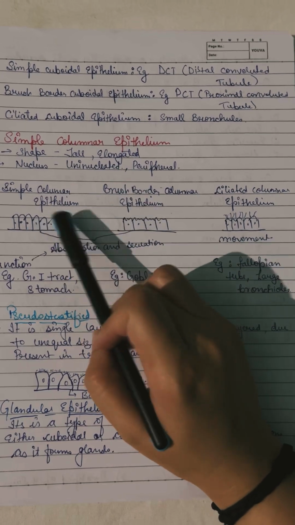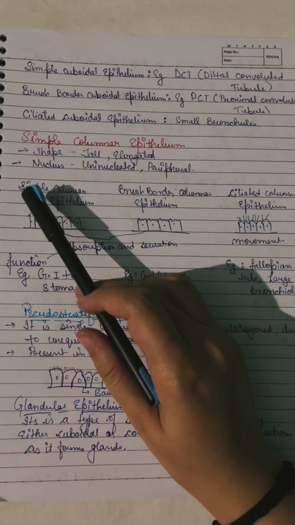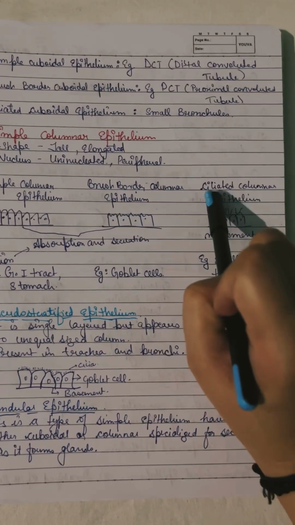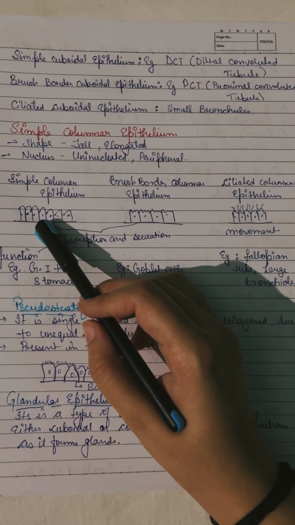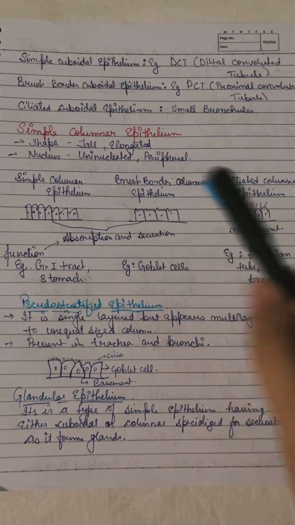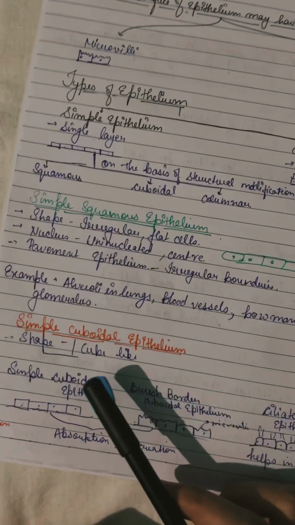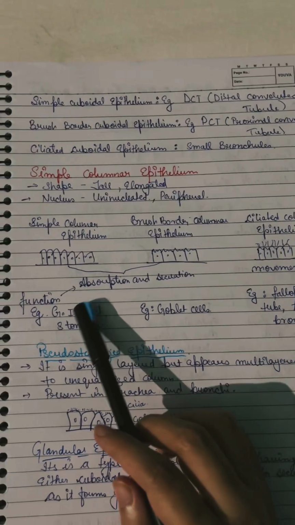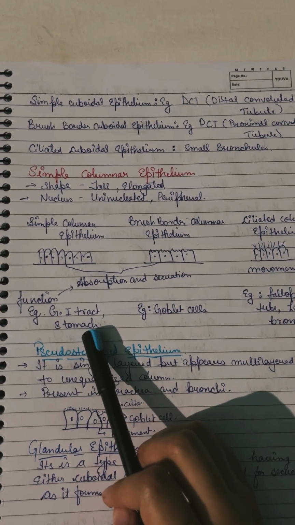Simple columnar epithelium. Then they have brush bordered columnar epithelium and ciliated columnar epithelium. As you can see, simple columnar epithelium and brush border columnar epithelium have the functions of absorption and secretion, which we have seen in simple cuboidal epithelium also. So we'll see the examples.